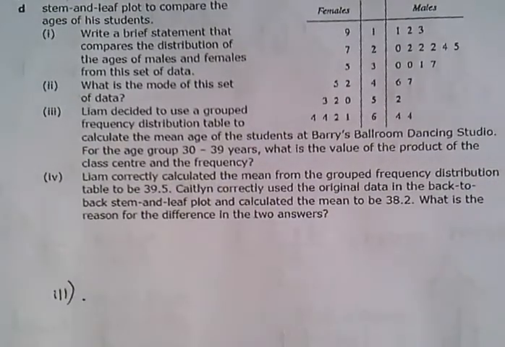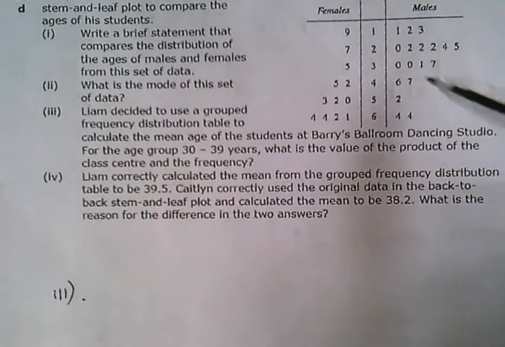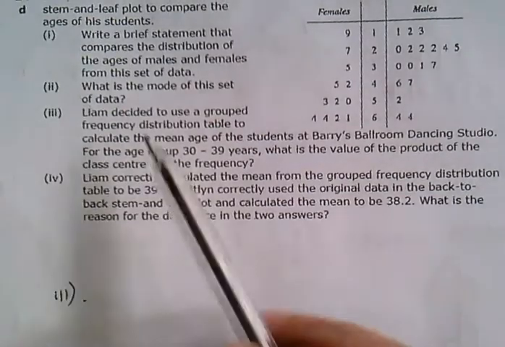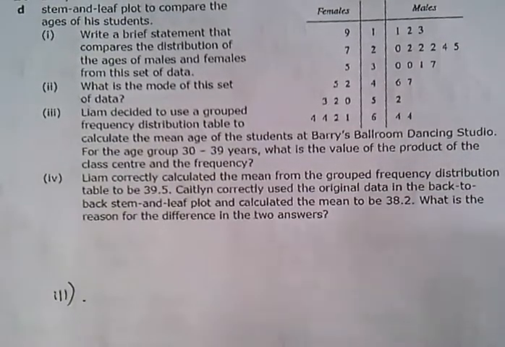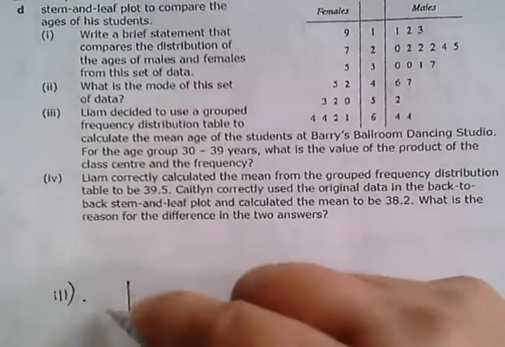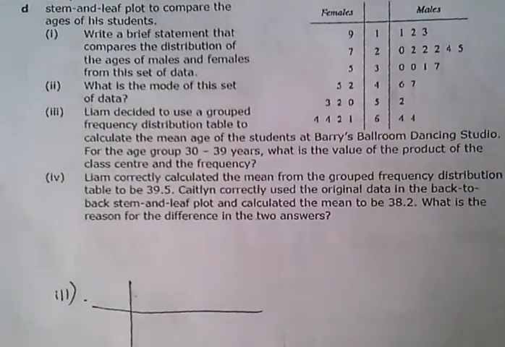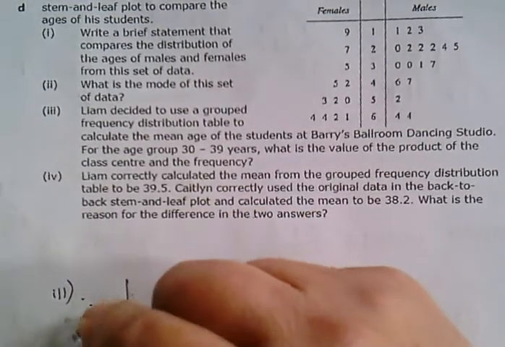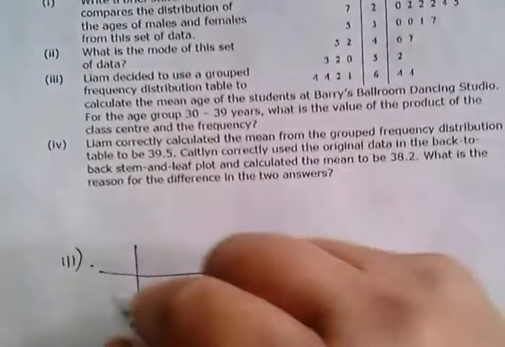Liam decided to use, now let's say, the way the data is at the moment, do you know exactly how old everyone is? Yes, you do. Now, if you decide to add up all this data, you can work out the average. But Liam decided to use a grouped frequency distribution table. He hasn't put men and women separately, so we're going to keep them together. So the grouped frequency distribution table would look like this.